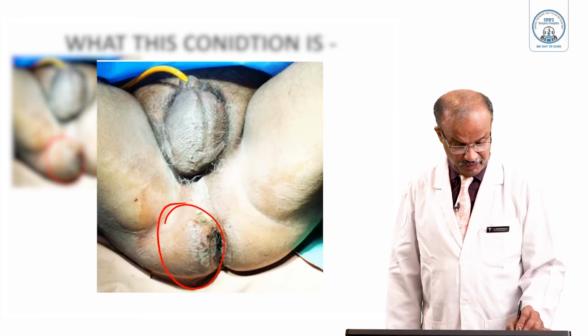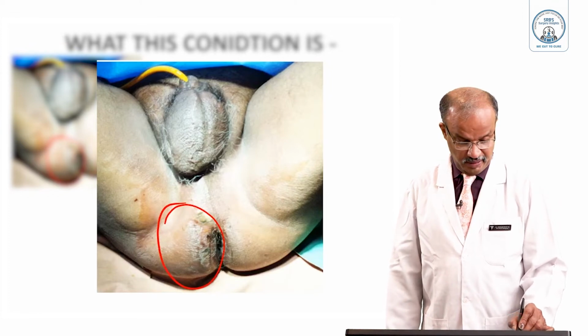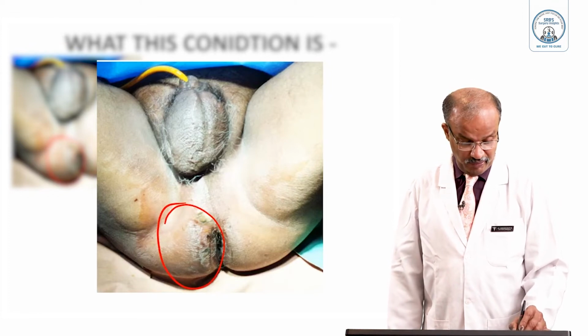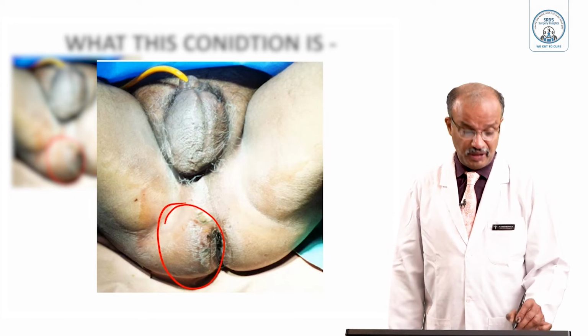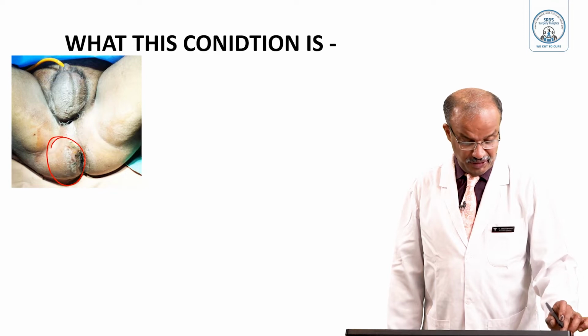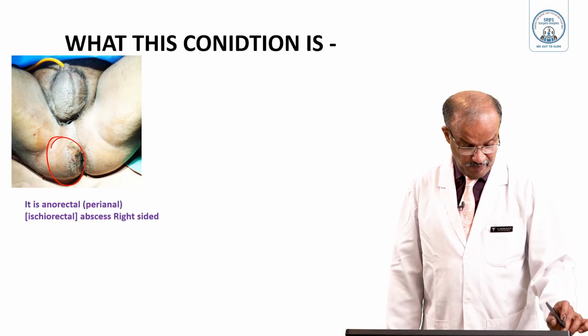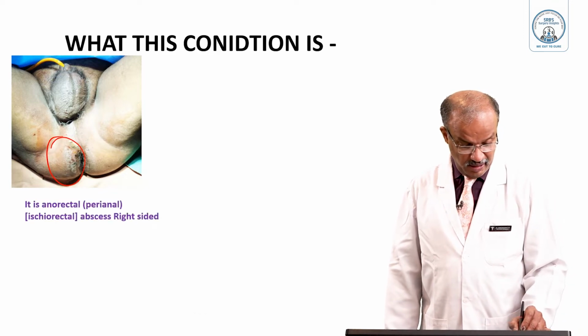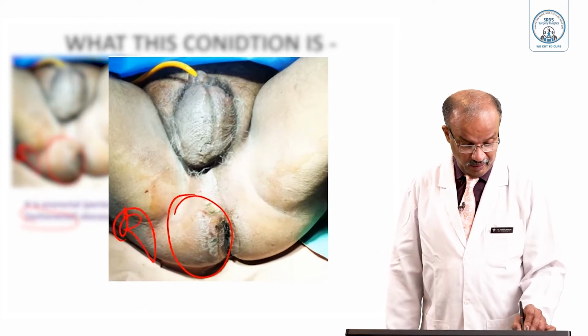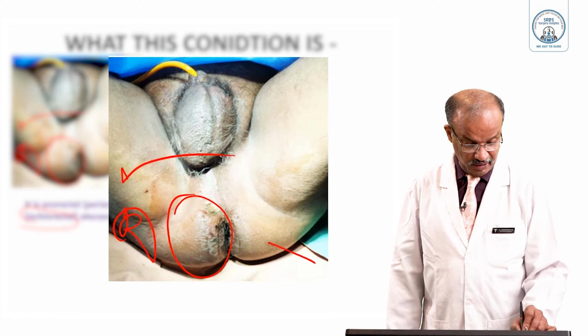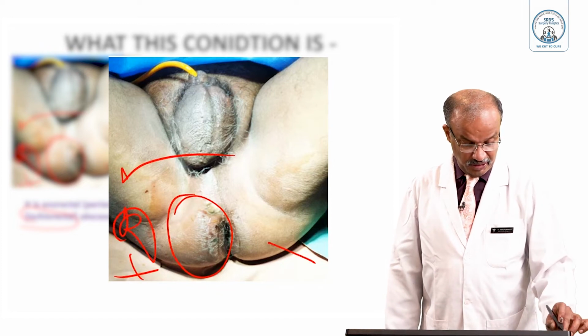what this condition is. There is a swelling, the patient may be having pain, there may be induration, and some necrotic area in the skin. So what is this condition? It is an anorectal, actually perianal, specifically ischiorectal abscess, right-sided here. This is the normal side, this is the pathological side. So this is an ischiorectal abscess.